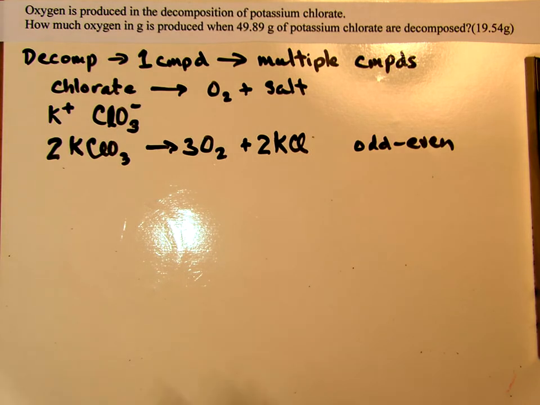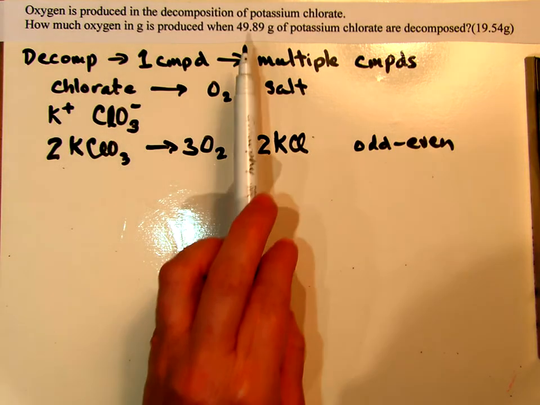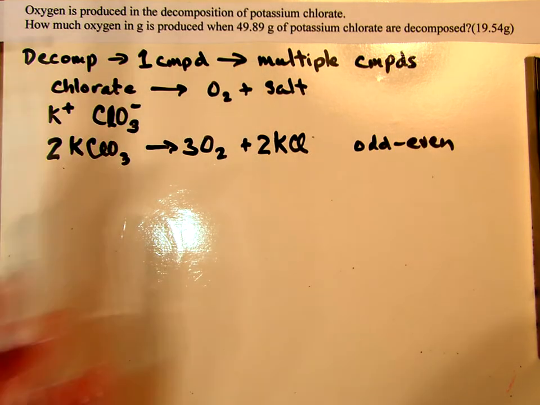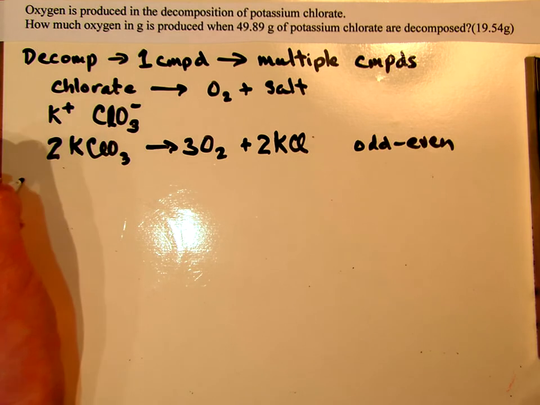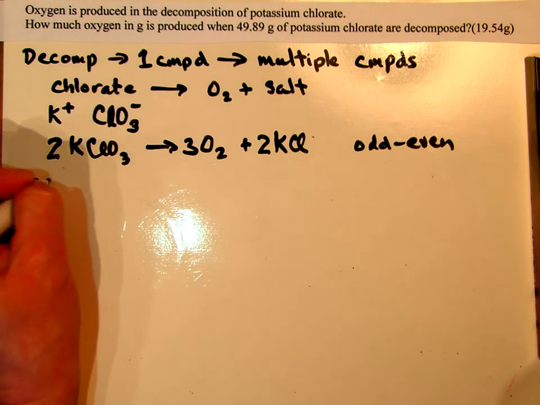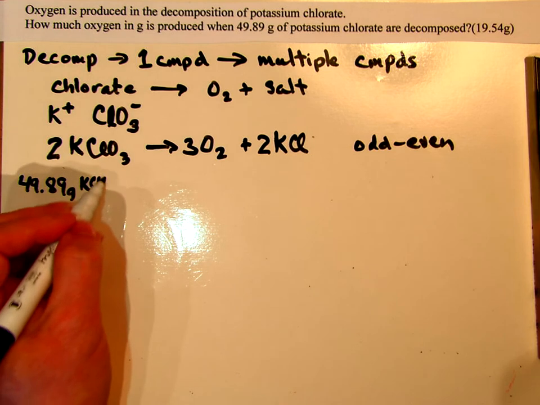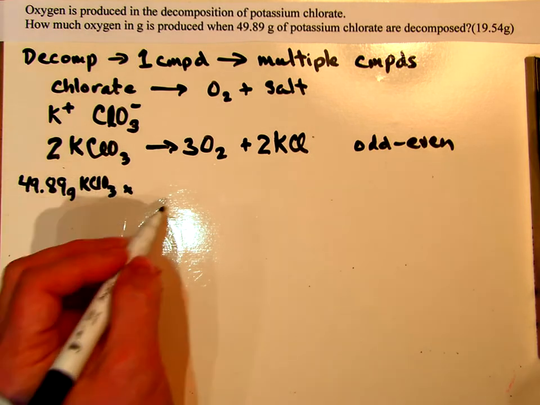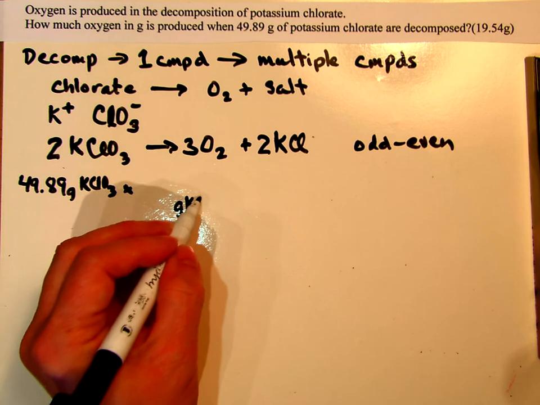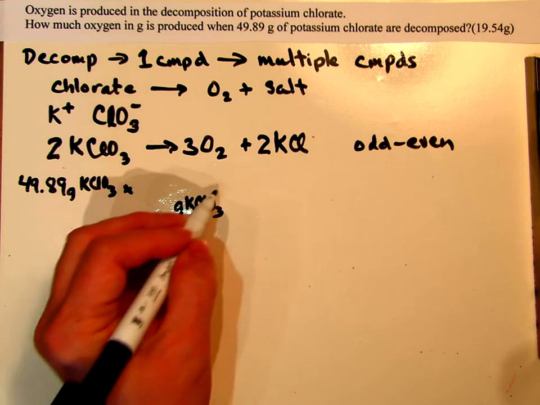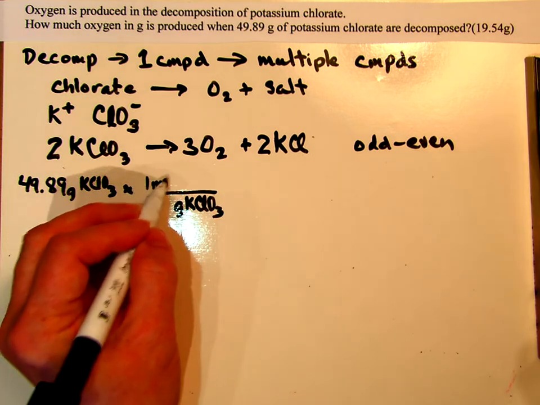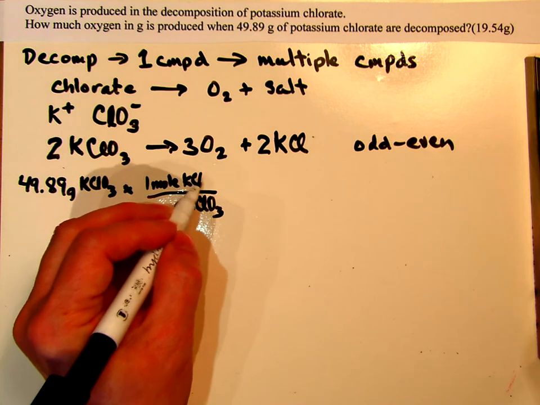That's step 1. Step 1 in a stoichiometry problem is always write the balanced chemical equation first. Now step number 2 is take what they give you in the problem and convert it into moles. So we have 49.89 grams of potassium chlorate, and we need to turn that into moles. So we're going to put grams of potassium chlorate on the bottom, 1 mole potassium chlorate on the top.